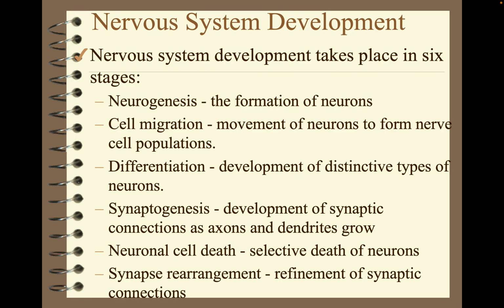Nervous system development takes place in 6 stages: neurogenesis, the formation of neurons; cell migration, movement of neurons to form nerve cell populations; differentiation, development of distinctive types of neurons; synaptogenesis, development of synaptic connections as axons and dendrites grow; neuronal cell death, selective death of neurons; synapse rearrangement, refinement of synaptic connections.